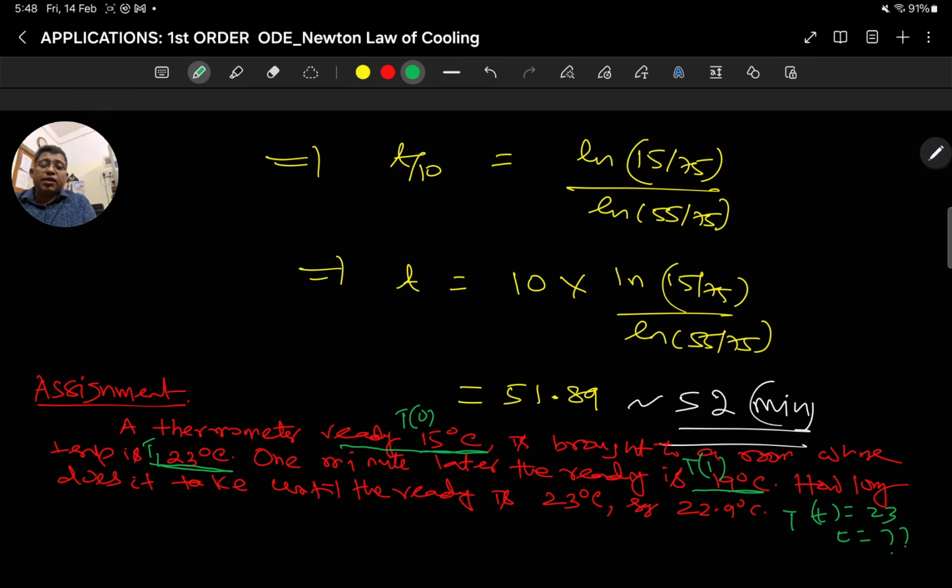Now we should close this lecture, and in our upcoming lecture we will discuss radioactive exponential growth and decay. Such types of problems we will discuss.